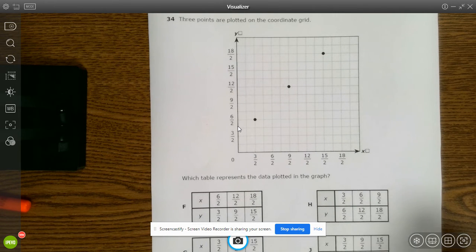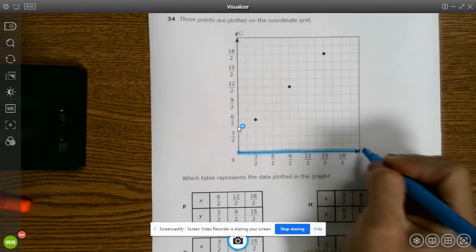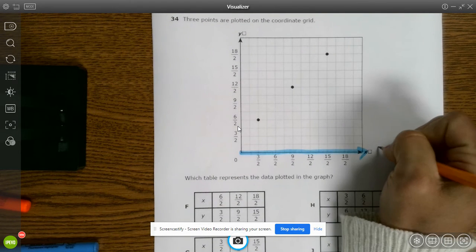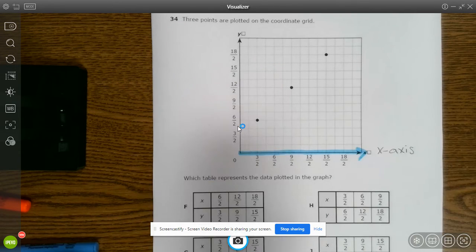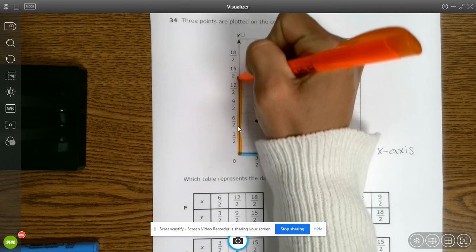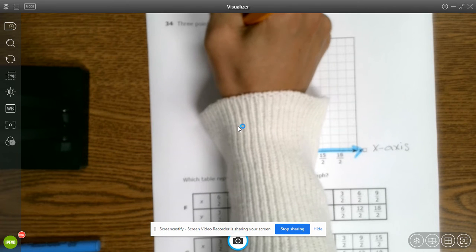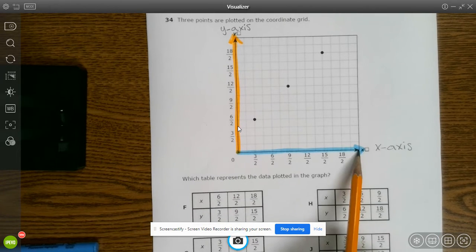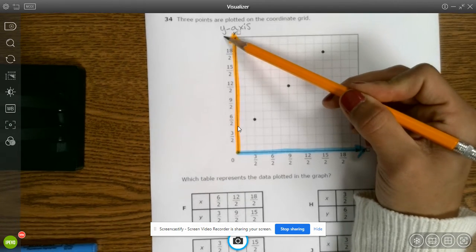Before I read this question, let's review. This horizontal line represents what axis? If you said x-axis, you are right. Now this line going up represents what axis? If you said y-axis, you are correct. Okay, so my horizontal line is my x-axis. My upwards line is my y-axis.